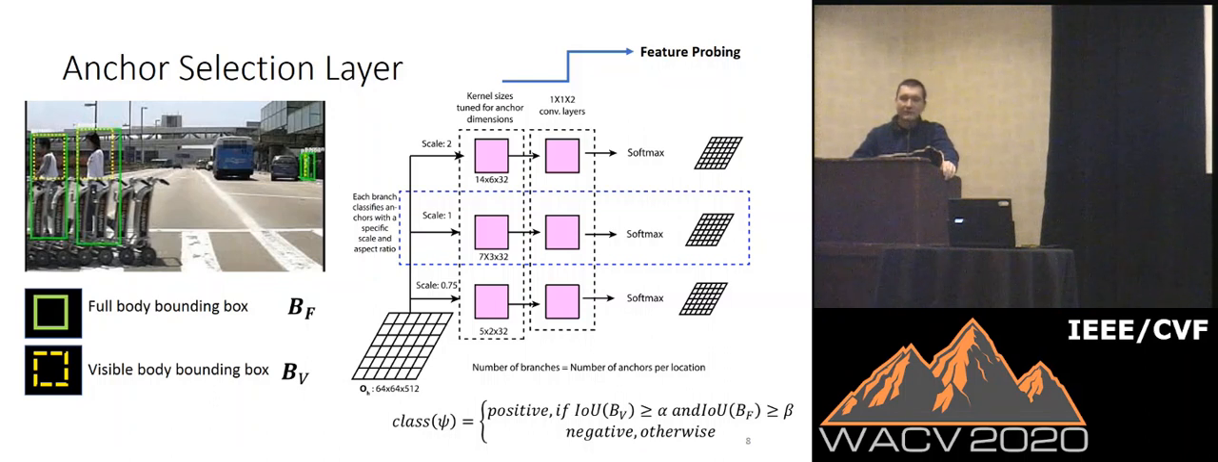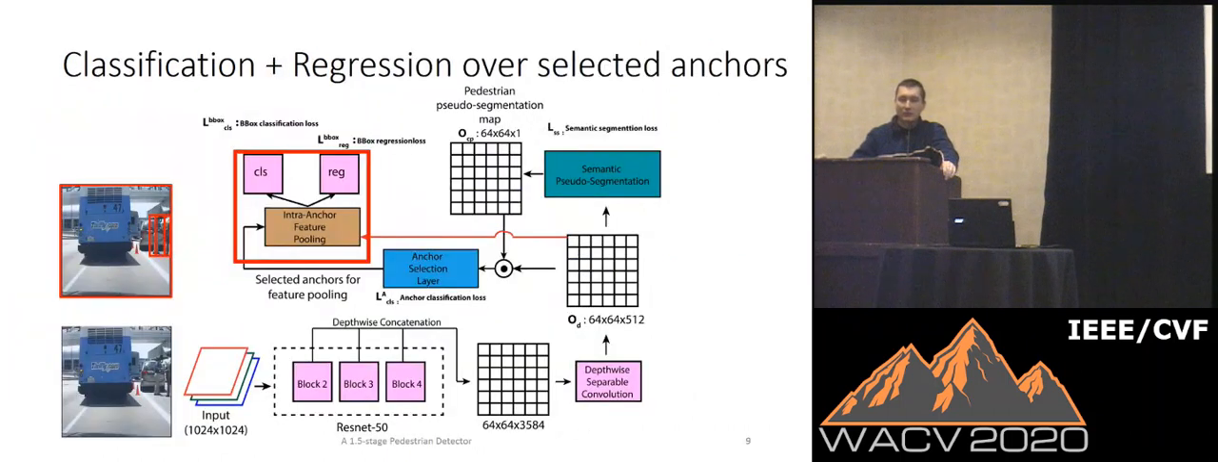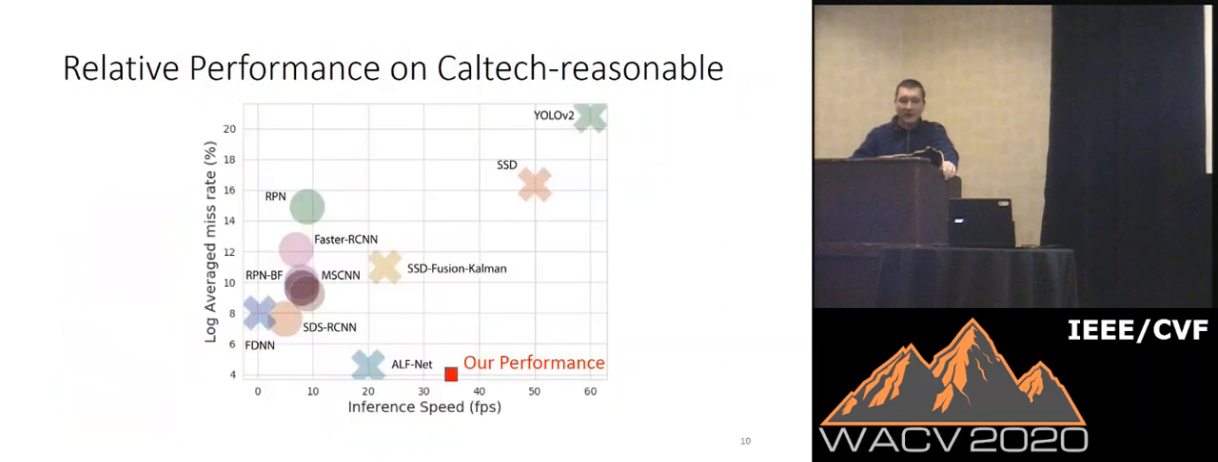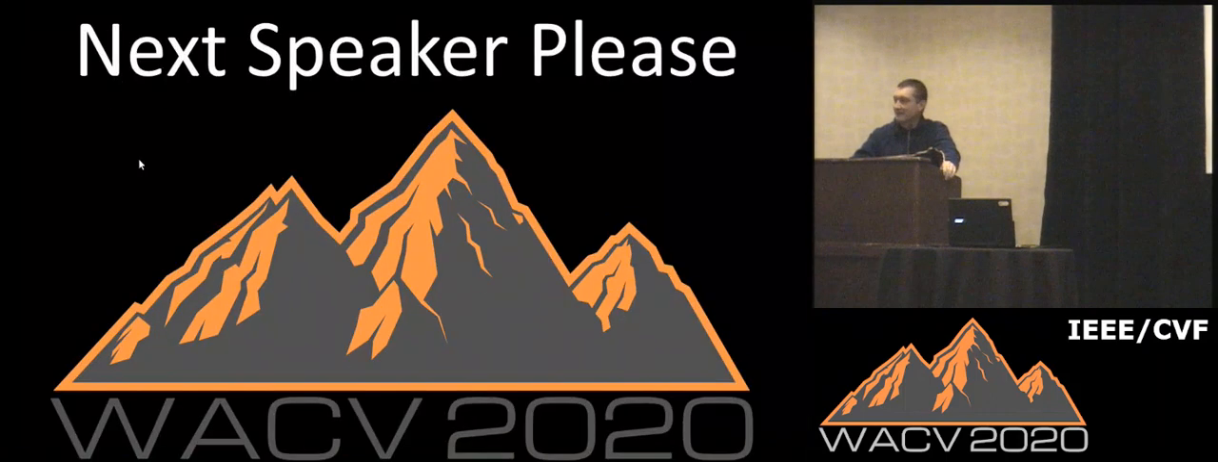We select the best anchors thanks to this stage. Then we do feature pooling, and at the end, like Faster RCNN, the last stage, where we do the bounding box classification and regression. That's why we get a good result on the two datasets, CityPersons and Caltech Reasonable, where we get the best result, with a miss rate below 3.9 and a frame rate of 30 frames per second. Thanks.